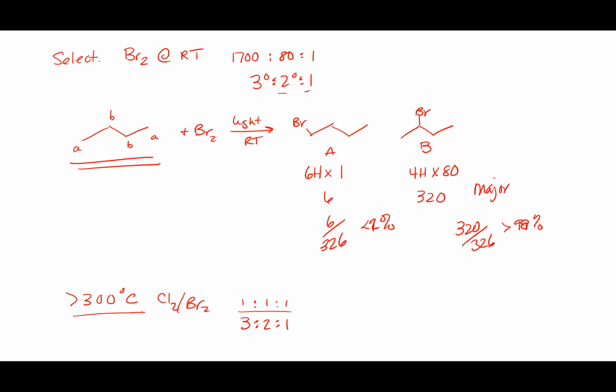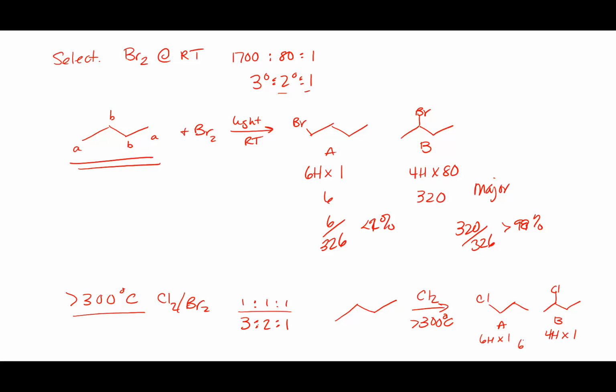So in this case, greater than 300 degrees Celsius, the product is totally based on statistics, the number of hydrogens in that position. So if I take my butane, I'm going to do chlorination now at greater than 300 degrees Celsius. I'm going to end up with 1-chlorobutane and 2-chlorobutane, product A and product B. If I run the numbers, it's going to be 6 hydrogens times a selectivity of 1. This is going to be 4 hydrogens times a selectivity of 1, because now at greater than 300 degrees, the selectivities are both the same.